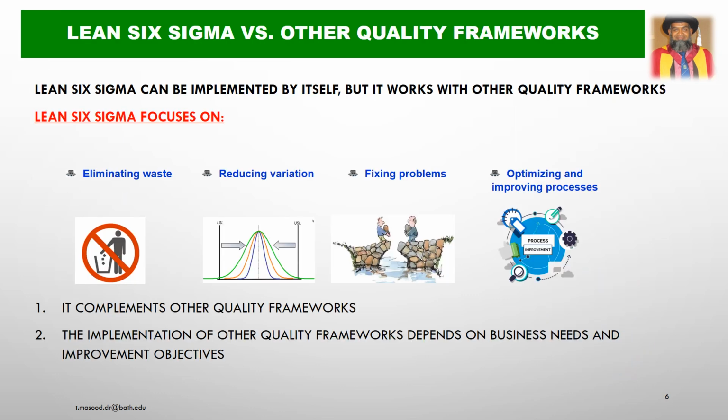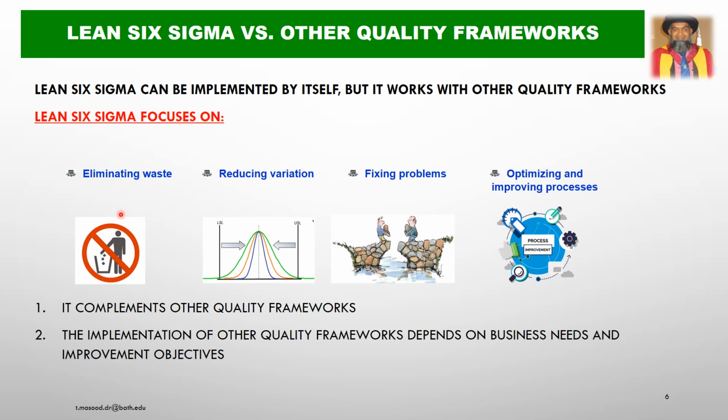Now, this is my fourth slide, where I demonstrate Lean Six Sigma versus other quality frameworks. What is the objective of Lean Six Sigma? Lean Six Sigma can be implemented by itself, but it works with other quality frameworks. Lean Six Sigma focuses on eliminating waste, reducing variations, fixing problems, and optimizing and improving processes.